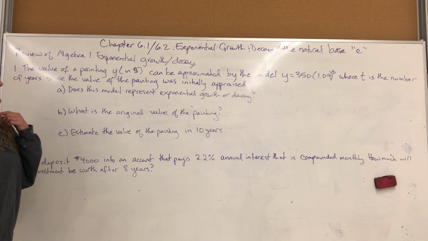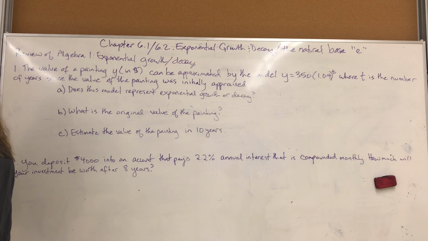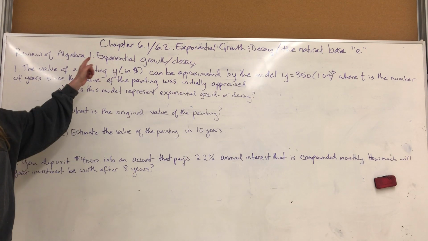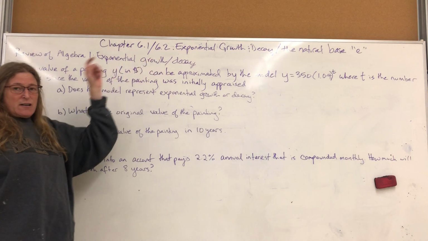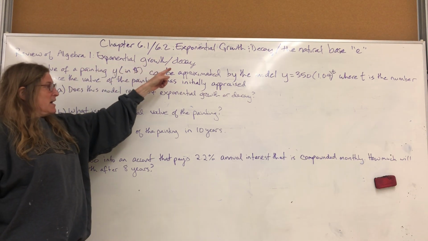So what we're doing today is we're starting chapter 6. And chapter 6 is about exponential growth and decay and about logarithms. So we're going to start with a quick review of what you learned in Algebra 1. So in Algebra 1 you learned about exponential growth and decay.